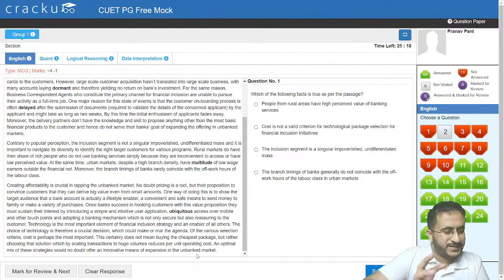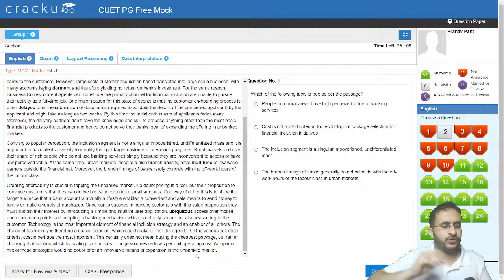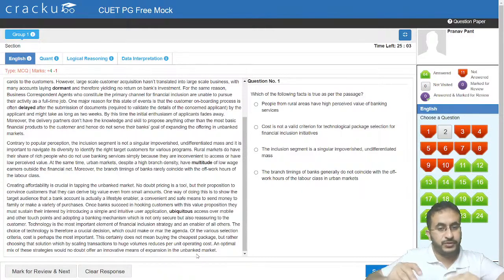So basically, it is saying that it is the struggle of the banking system, right? That's what it says, that it is difficult to retain customers. People open bank accounts, like you must have heard of Jan Dhan bank accounts, right? People open the bank accounts but weren't using them.